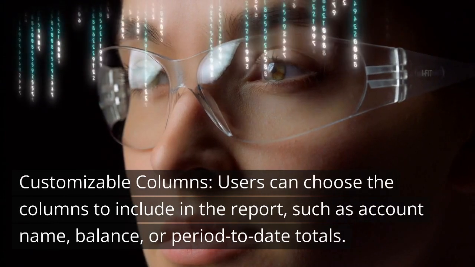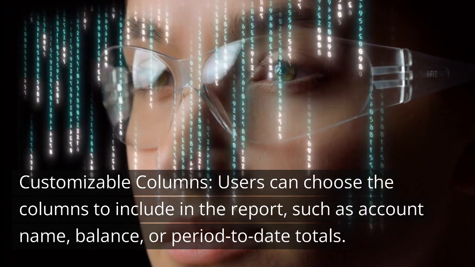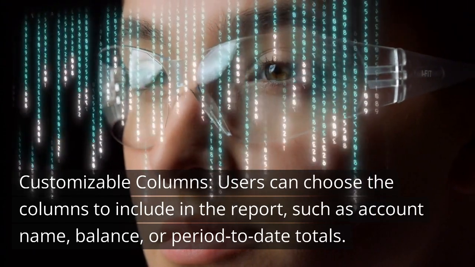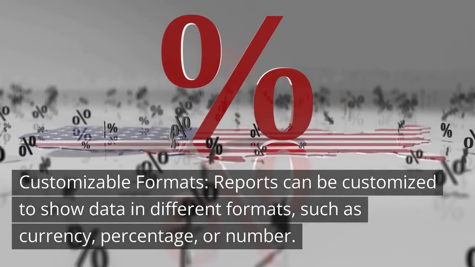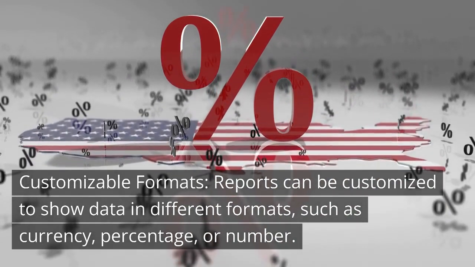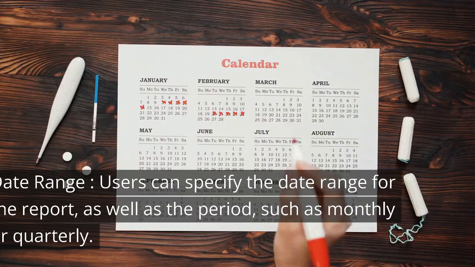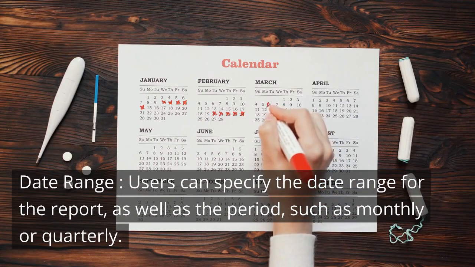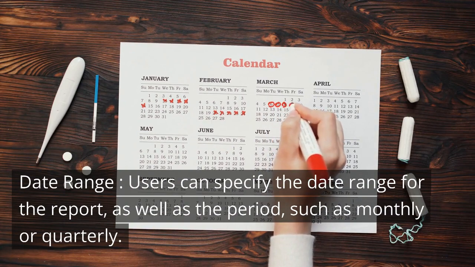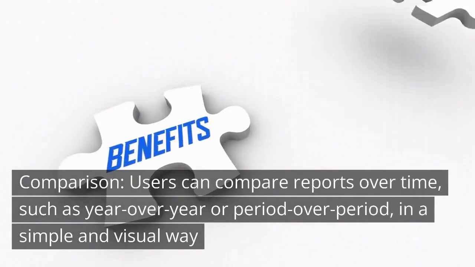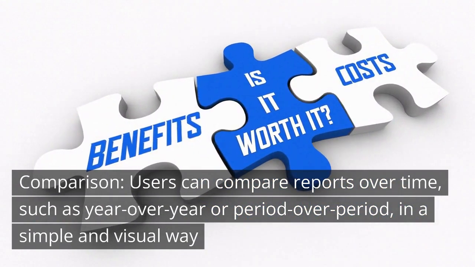Customizable columns. Users can choose the columns to include in the report, such as account name, balance, or period-to-date totals. Customizable formats. Reports can be customized to show data in different formats, such as currency, percentage, or number. Date range. Users can specify the date range for the report, as well as the period, such as monthly or quarterly. Comparison. Users can compare reports over time, such as year over year or period over period, in a simple and visual way.